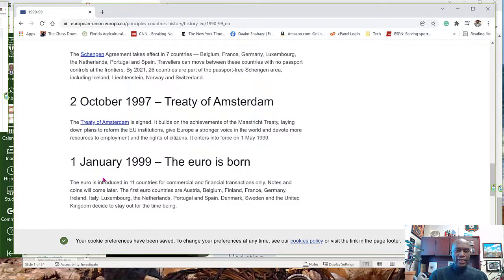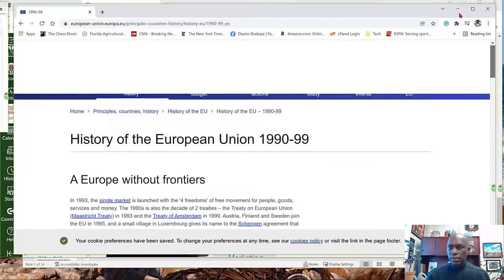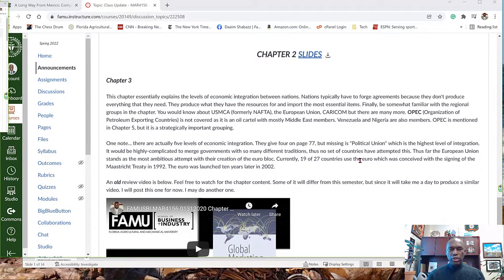Now, in 1999, the euro was born. It says here 11 countries adopted the euro, minus the United Kingdom. They decided to stay out for the time being. And as you all know, the United Kingdom pulled out of the European Union. They were never in the euro bloc, but they were part of the European Union. So that is, when we talk about regional groupings, the European Union is the one that has been the most ambitious because they've included, as part of their arrangement, a common currency.